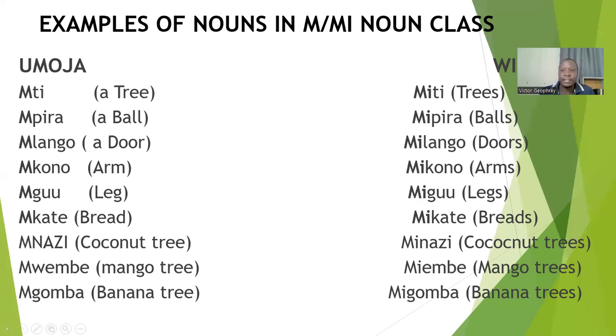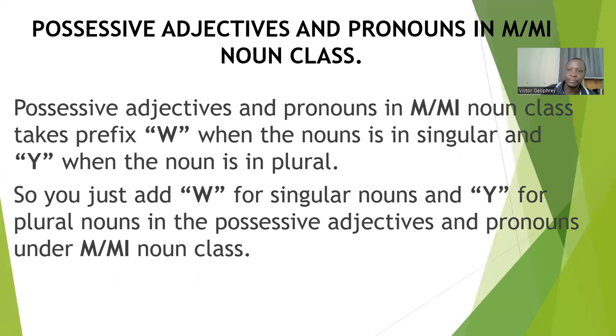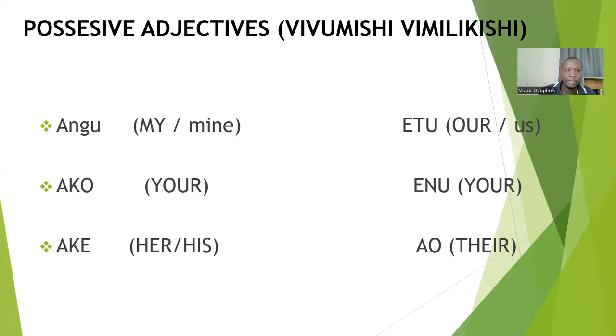Those are just examples of the nouns that are under this noun class. Now, let's see the possessive adjectives and pronouns under the noun class, the way we can connect the noun class with the possessives. I think you know these possessives. Let me show you the possessives we talk about.